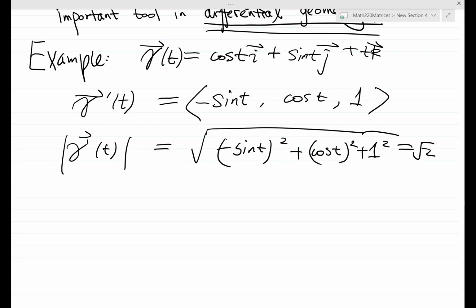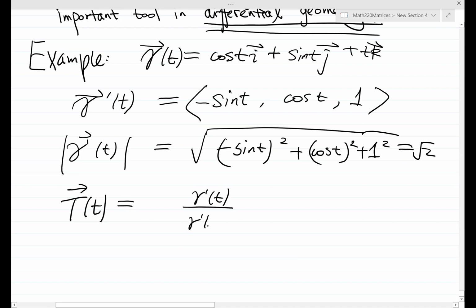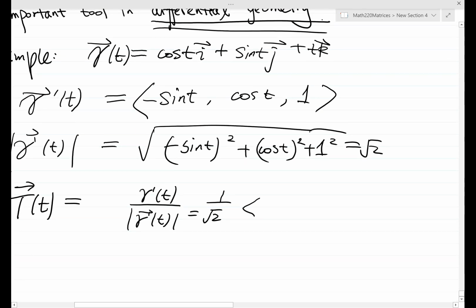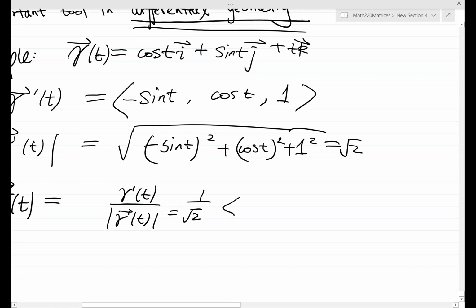Then we divide by the norm. When we divide by the norm, we get a unit vector, which gives us the tangent vector. So this capital T, the unit tangent vector, will be the derivative over its norm. The norm is root 2, so this will be 1 over root 2 times the derivative, which is negative sine t, cosine t, 1.